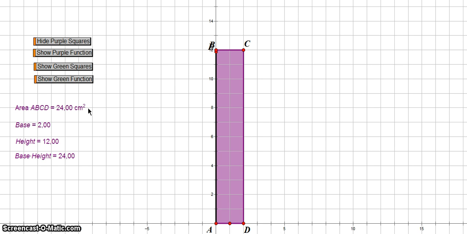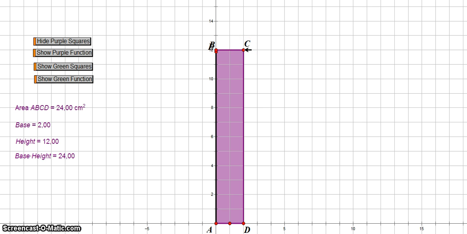Now, imagine a problem where they tell us that the area of a rectangle has to be fixed, but you can't change the lengths of the sides. So let's say, to continue with this example, we want to build another rectangle that has an area of 24 centimeters squared, but has a different length and a different height. For example, two numbers we can think of are a base of 3 units and a height of 8 units.